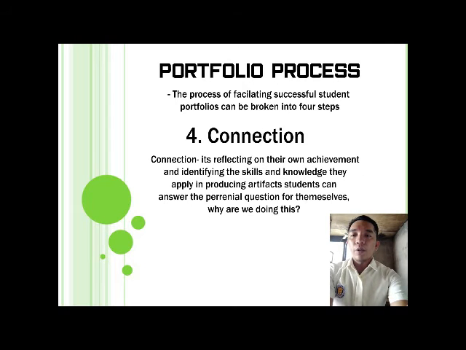The last one is the connection. It has two related facets. The first is a direct result of that reflection process. Upon reflecting on their own achievement and identifying the skills and knowledge that applied in producing the artifact, students can answer the perennial question for themselves: why are we doing this? They are able to make a more concrete connection between their schoolwork and the value of what it is they are learning.